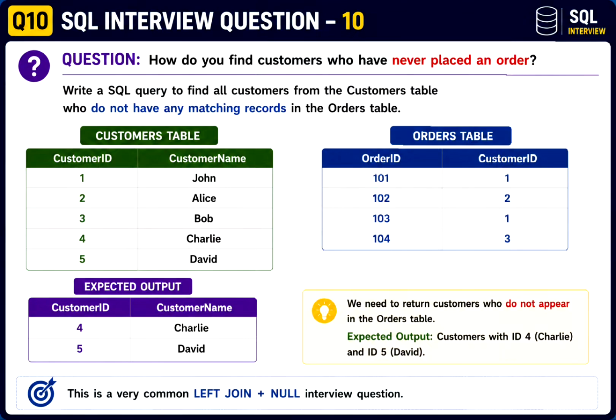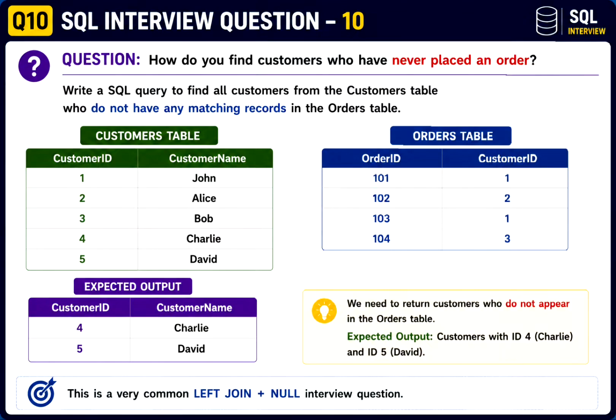We have two tables, the customer table, which contains all customers, and the order table, which contains customers who placed orders. Now let's compare both tables. Customer ID 1, John, exists in orders. Customer ID 2, Alice, exists in orders. Customer 3, Bob, exists in orders. But customer ID 4 is not present in orders, right? Customer ID 5 also is not present in orders.